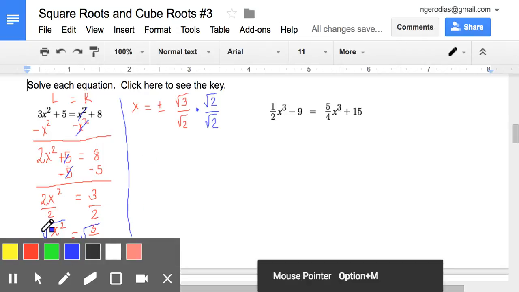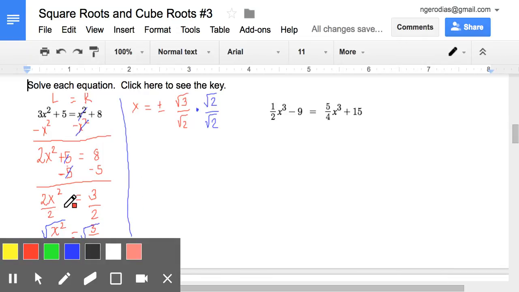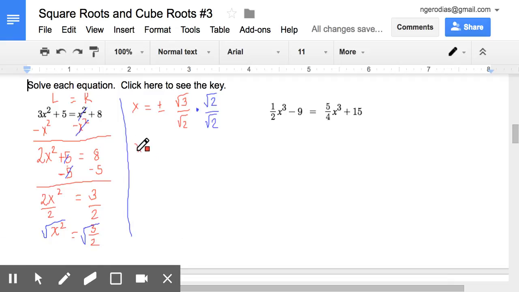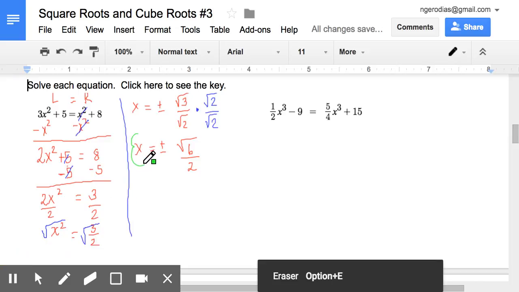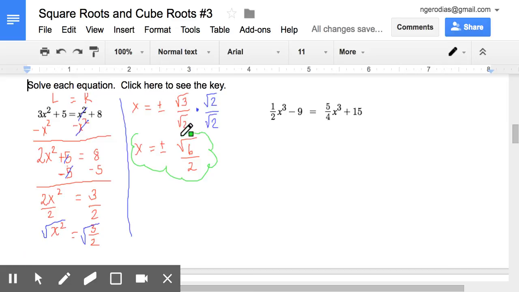Okay, so now we'll have x is equal to plus or minus square root of 3 times square root of 2, which is square root of 6, over square root of 2 times square root of 2, which is 2. And we stop here. This is the final answer.